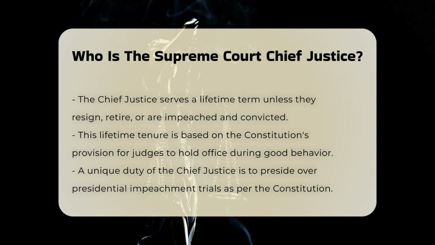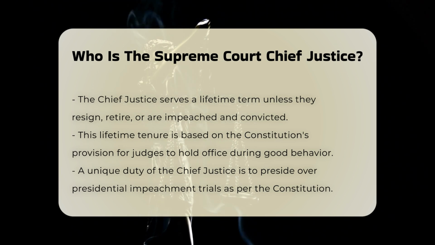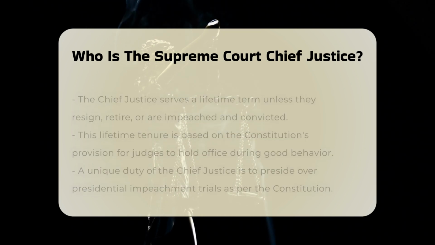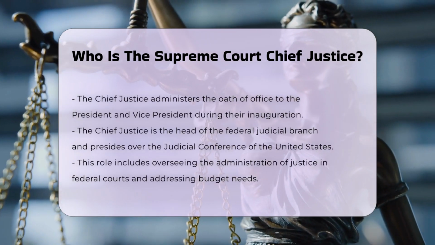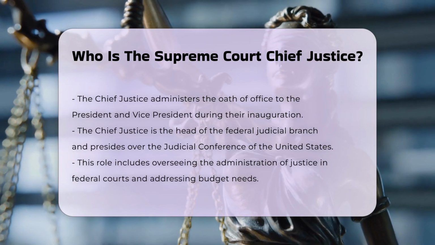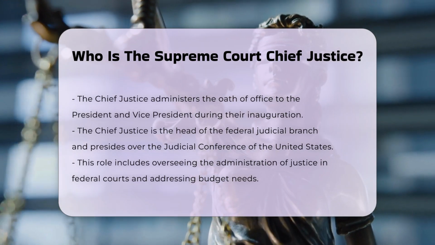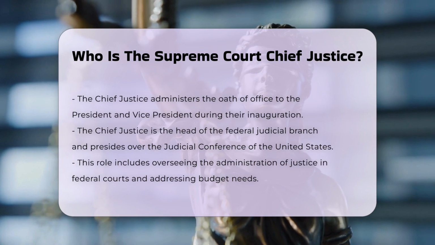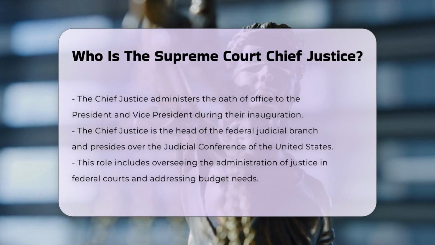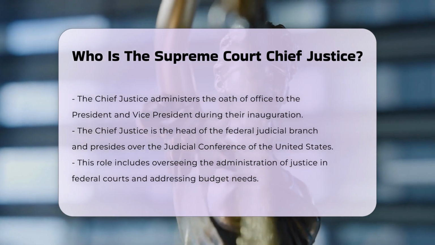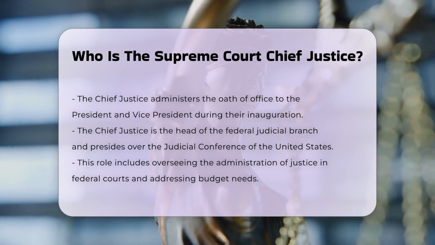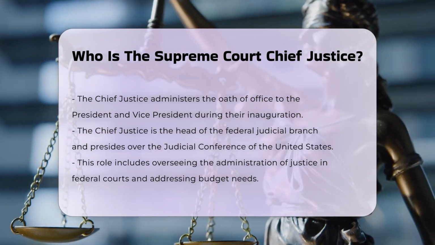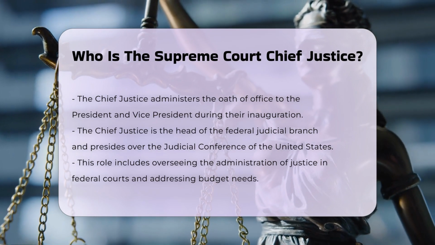The Chief Justice also administers the oath of office to the President and Vice President at their inauguration, a tradition that has been followed since the early days of the Republic. In addition to judicial duties, the Chief Justice is the head of the federal judicial branch and presides over the Judicial Conference of the United States. This role involves overseeing the administration of justice in federal courts and addressing budget and infrastructure needs.